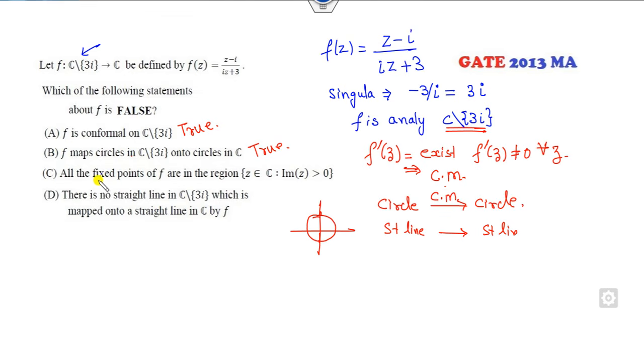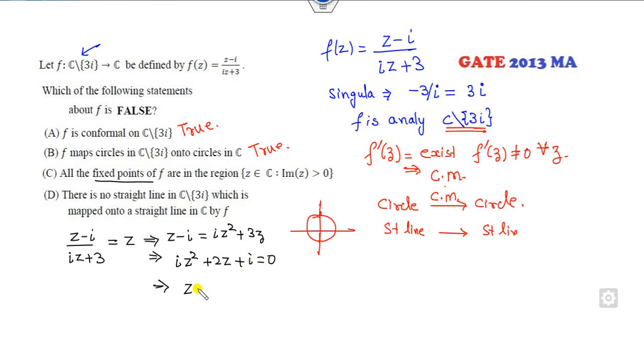Now look at this one. All the fixed points of the f are in the region greater than 0. So how can you find the fixed points? I can simply take this number to be z. So if I open this bracket, I can say iota z square plus 3z plus 2z plus iota is 0. Now it's a quadratic equation. So what are the fixed points? Minus b plus minus root of b square minus 4ac over 2a, and 2 iota. So it is minus 1 plus minus root 2 over iota. So if I multiply them, it comes to be 1 plus minus root 2.